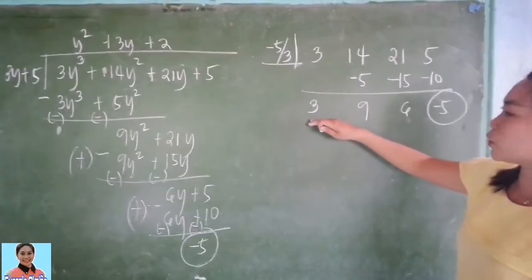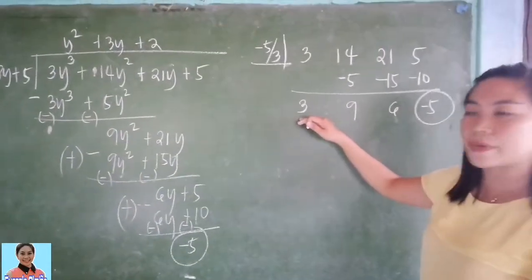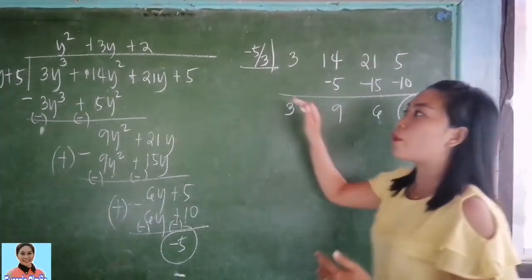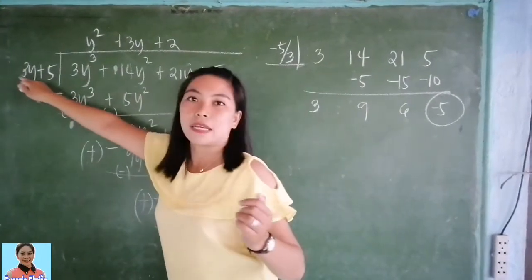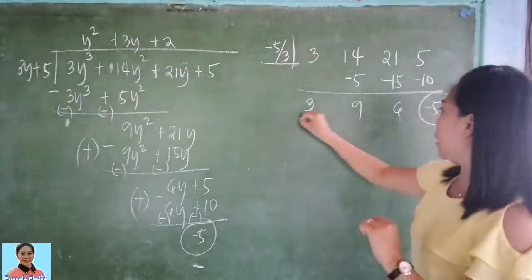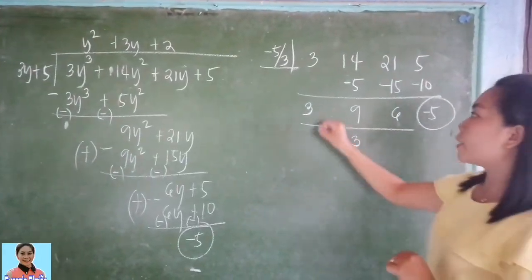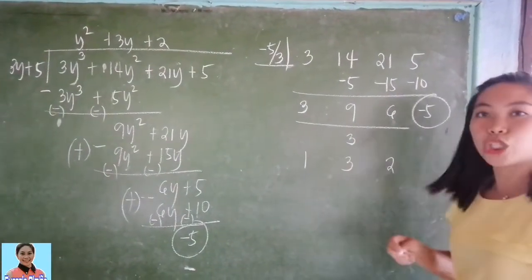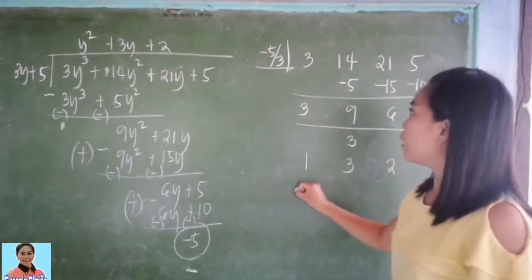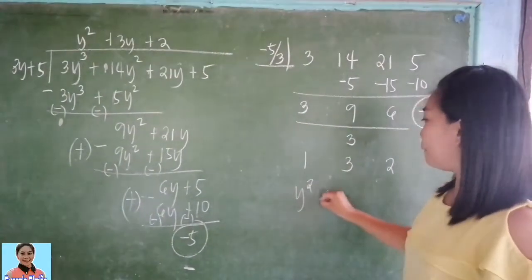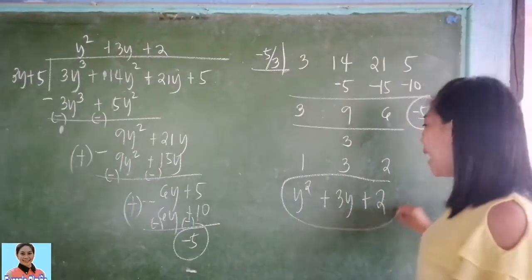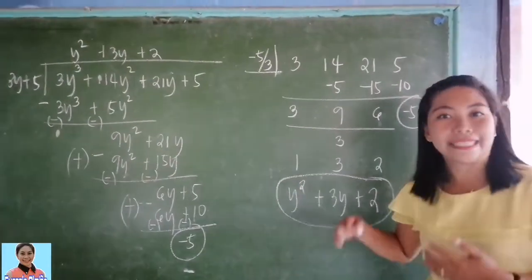Now, what will happen to our quotient, I mean? So, we have to divide by the numerical coefficient of our divisor, which is 3. So, 3 po, meaning we have to divide this by 3. So, you have 1, 3, and 2. So, what is now our quotient? You have y squared plus 3y plus 2. And tada! They are the same.